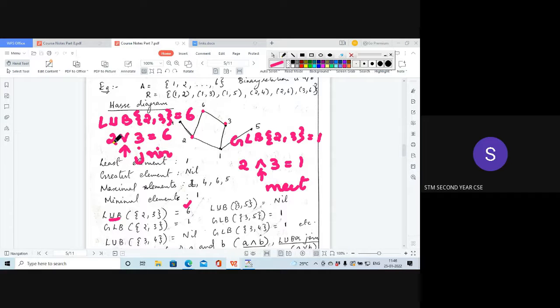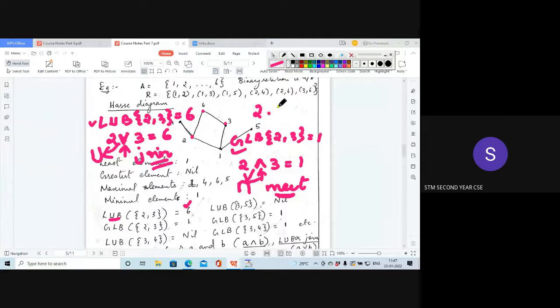So instead of calling it or, we say 2 join 3 is equal to 6 and 2 meet 3 is equal to 1. Meet and join are the two terms that we use for representing the greatest lower bound and the least upper bound, and we are going to use them again. Meet is represented by the and symbol, and join by the or symbol, or it can also be represented by intersection and union, or by dot and plus.